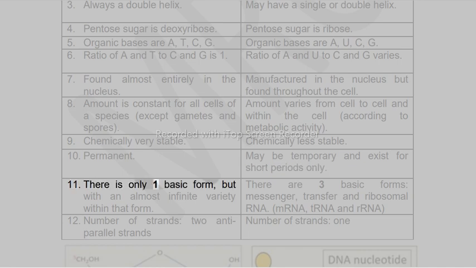DNA: 11. There is only one basic form, but with an almost infinite variety within that form. RNA: There are 3 basic forms: messenger, transfer and ribosomal RNA, mRNA, tRNA and rRNA. DNA: 12. Number of strands, 2 anti-parallel strands. RNA: Number of strands, 1.